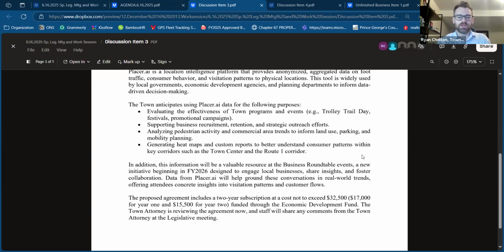phones. But to the resident's point, I could see how if one was really interested, they would be able to try to potentially learn more about an individual based on some particular habits. But I think overall Placer AI would be a very helpful tool to the town and help us in economic development considerably. I would be happy to answer any questions.